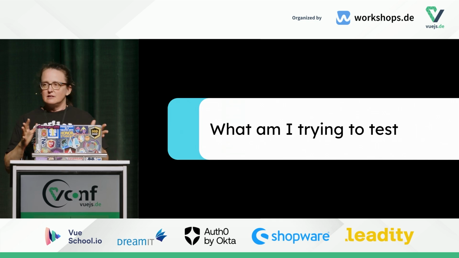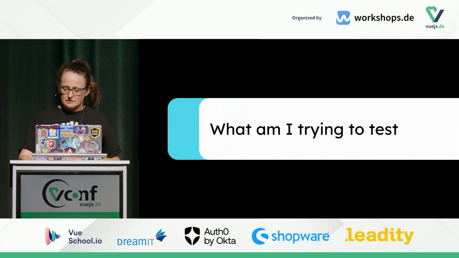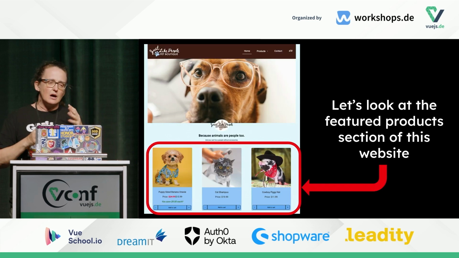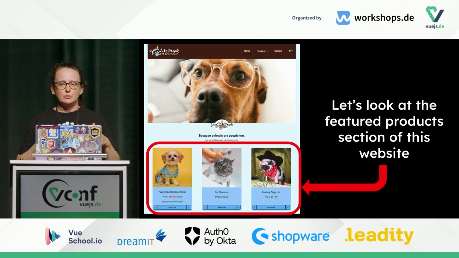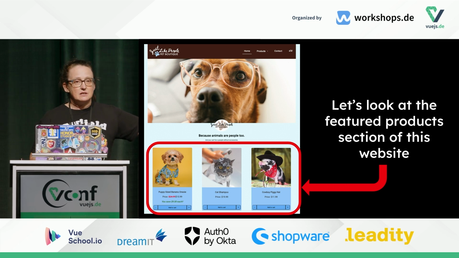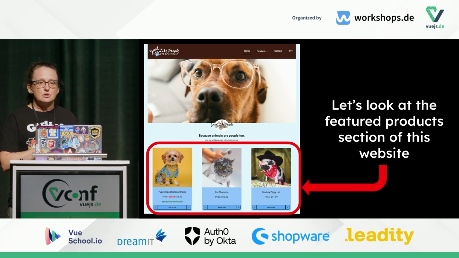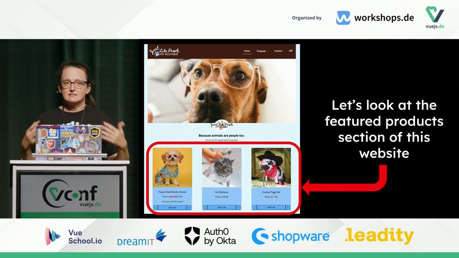All right. So the first question I said is, what am I trying to test? So for the rest of this talk, we're going to run through our featured products section of the Just Like People Pet Boutique website. So this is a new feature, and I need to develop a testing strategy for this feature.